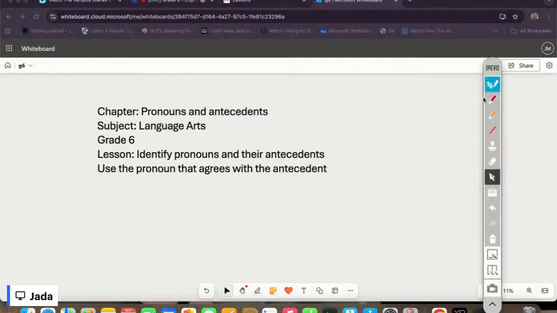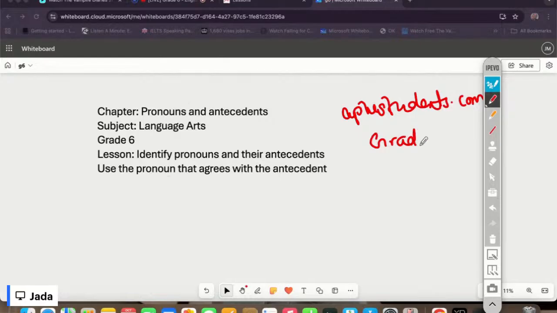Today we will have pronouns and antecedents. First, you have to log in using aplusstudent.com. Click on any Move On to Language at grade 6. Chapter is pronouns and antecedents. Lesson is identify pronouns and their antecedents. Use the pronoun that agrees with the antecedent.